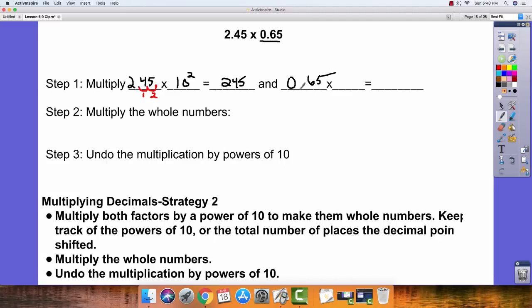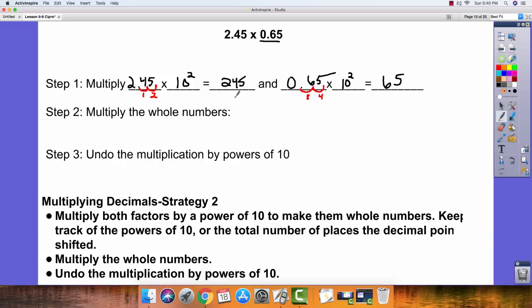And I need to think, well, this will also move 2 places to the right. So that's a total of 4 places to the right that it moved. And so I need to multiply 65 hundredths also by 10 to the second power, which would get me 65. All right. So pause the video and make sure you have step 1 done.